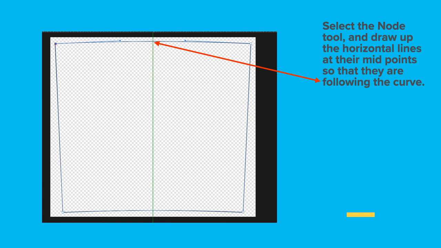Now, select the node tool. That's click on the pen tool and select within the pen tool the node tool. It's got the little down right arrow, and you can select either pen or node from the same tool. And draw up the horizontal lines at their midpoints so that they're following the curve. It's just a very gentle curve, so you just click on the line and you'll see the green line appear if you're at the midpoint there. Make sure you're at the midpoint, that gets it even both sides. And just gently drag the line up, curve it up so it follows the curve underneath. Do the same down the bottom.